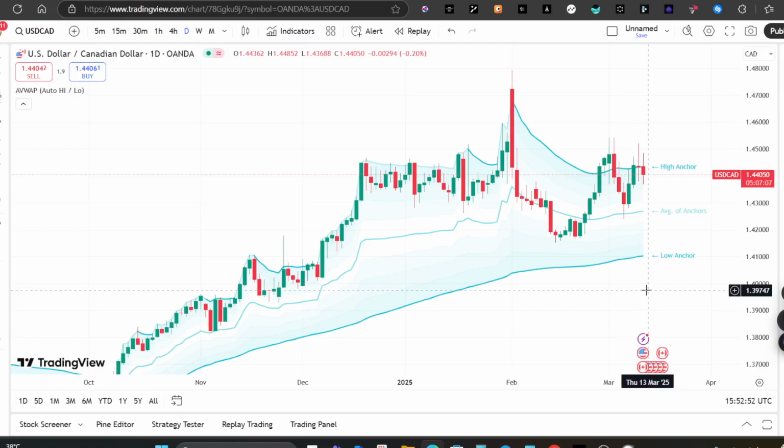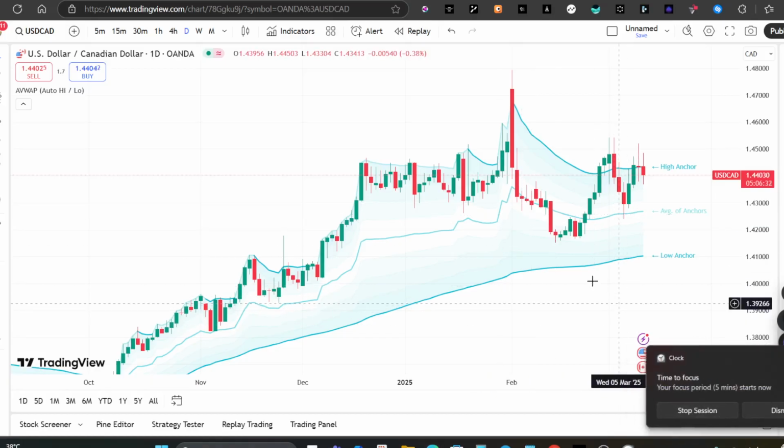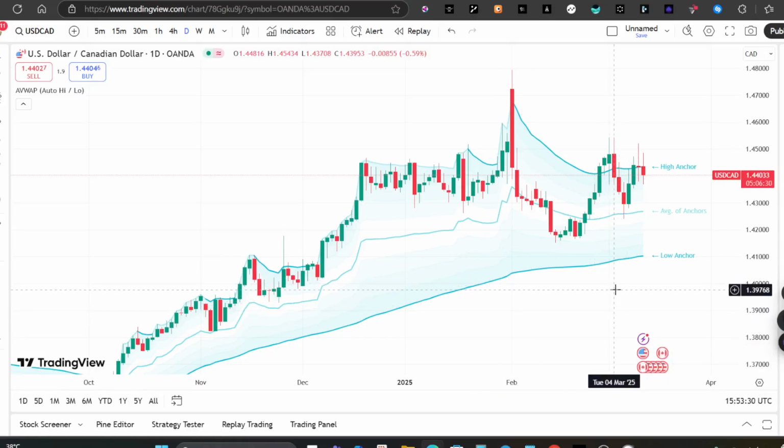Now, if you have been struggling to find accurate support and resistance levels, this indicator can completely change the way you look at the market. Unlike the standard VWAP, which resets daily, the anchored VWAP allows you to attach it to a key price point, like a major swing high.